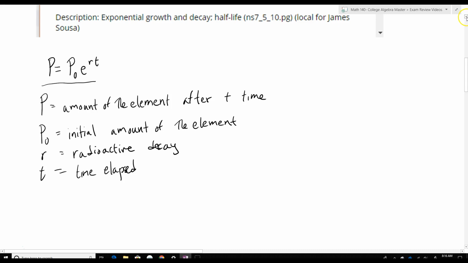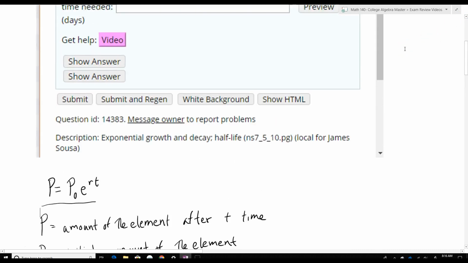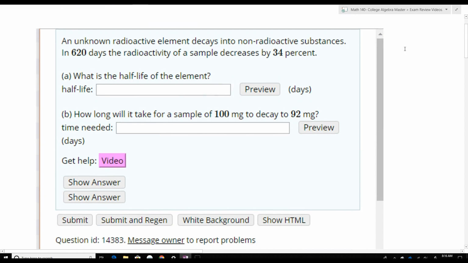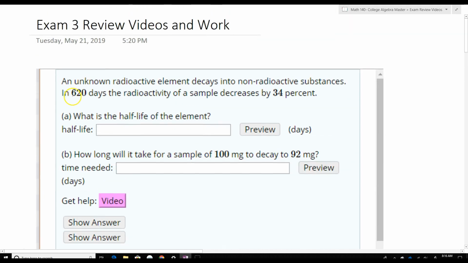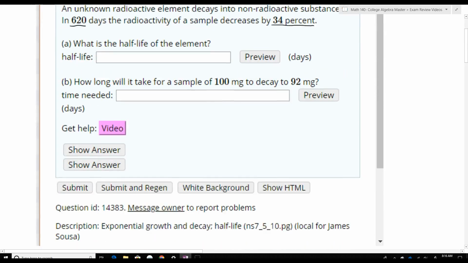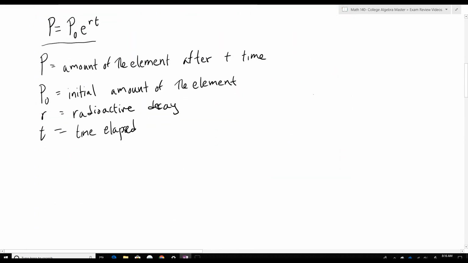Now, the next thing that I want to do is utilize the information that I've been given, okay, in order to be able to talk about this radioactive element. So it says that in 620 days the sample decreases by 34%, okay? So how we're going to think about that is, well, I don't know what P naught is, but I do know that I have 0.34 times P naught. That's 34% of P naught, and that will equal P naught e to the R times 620.